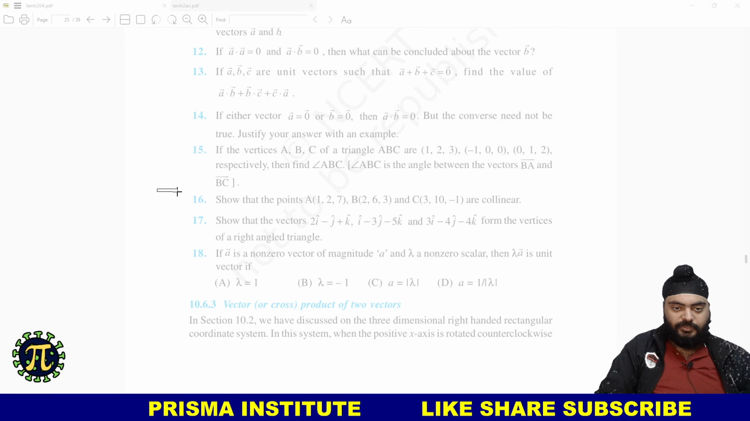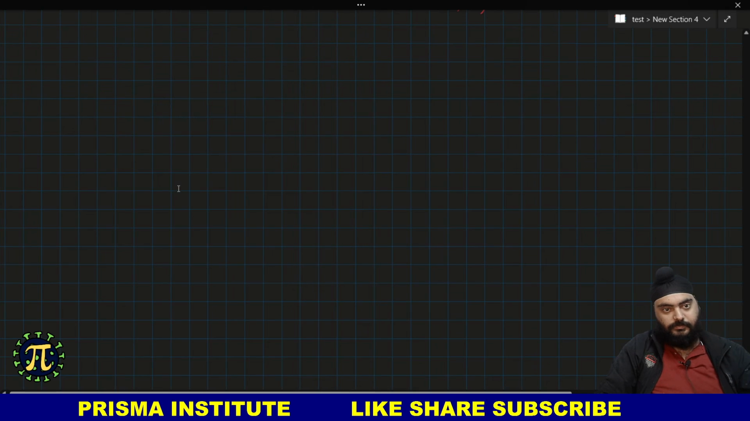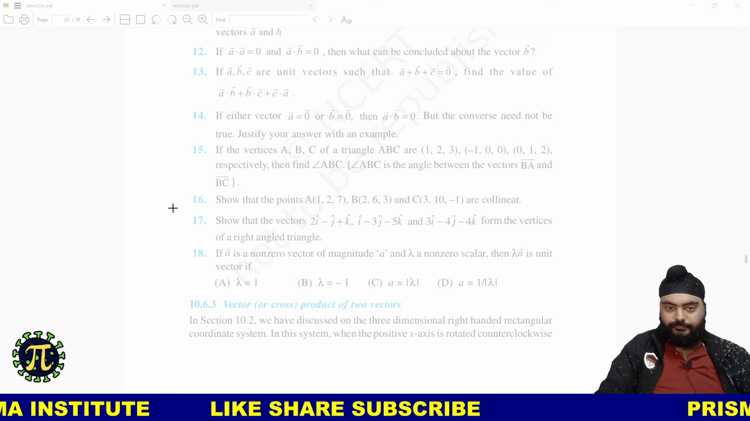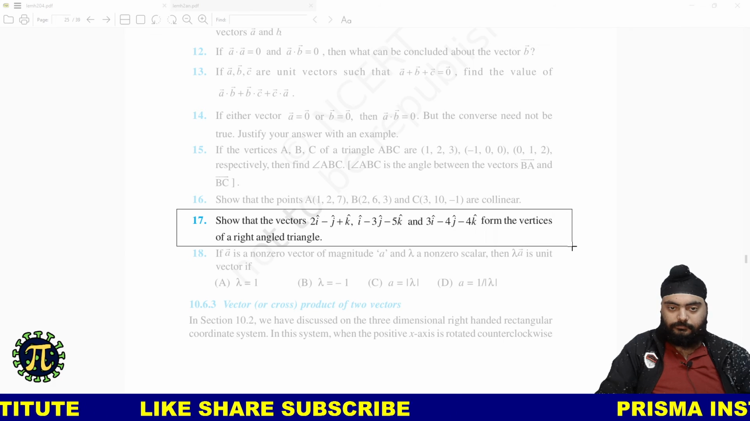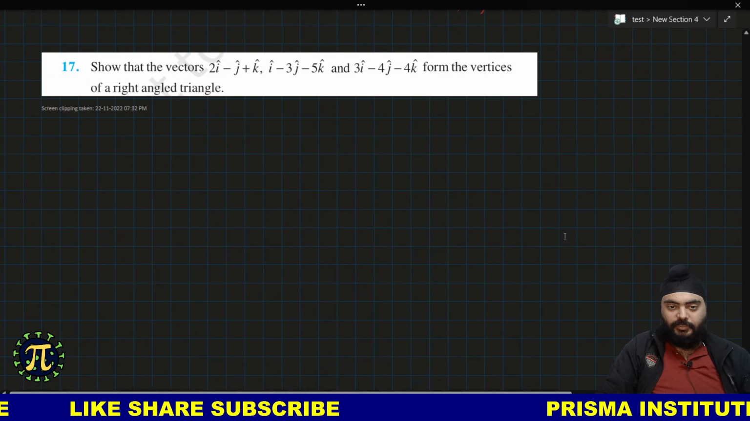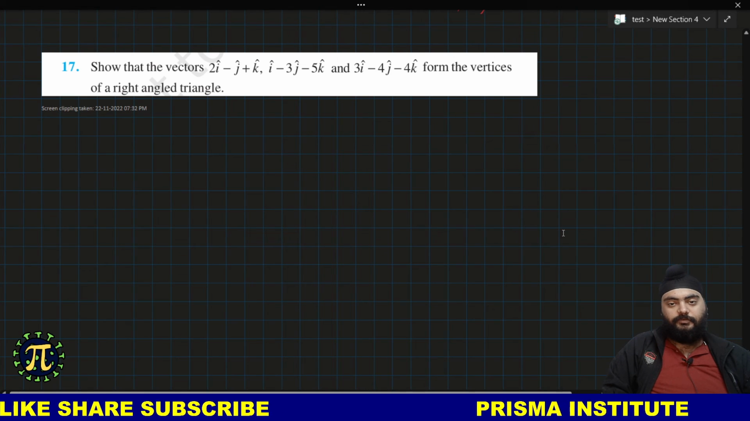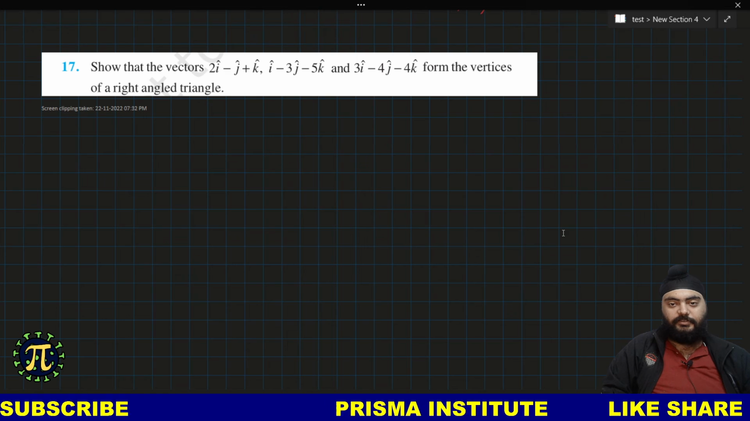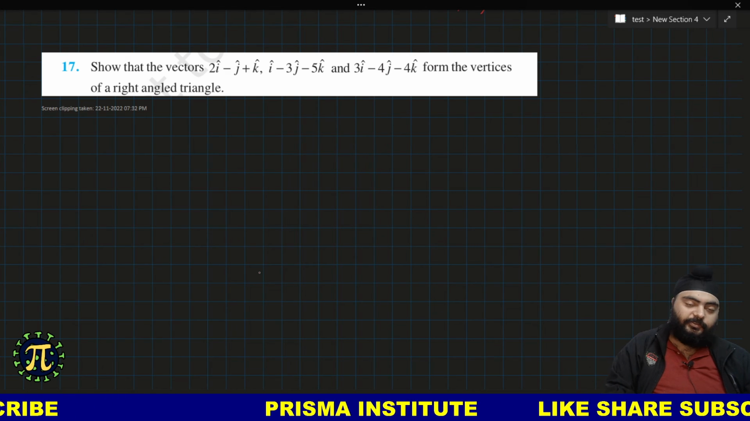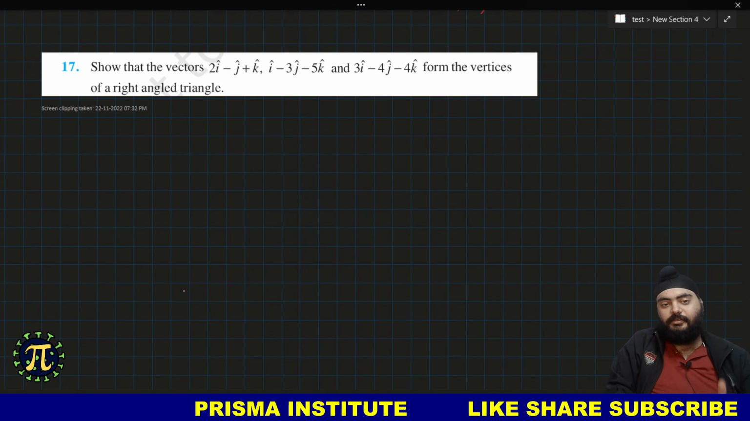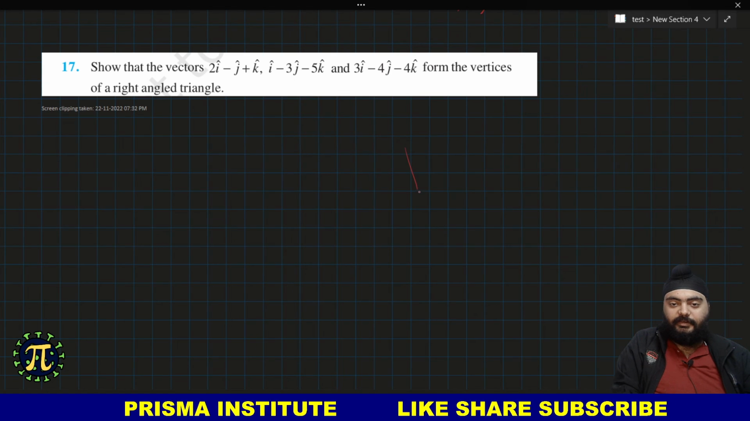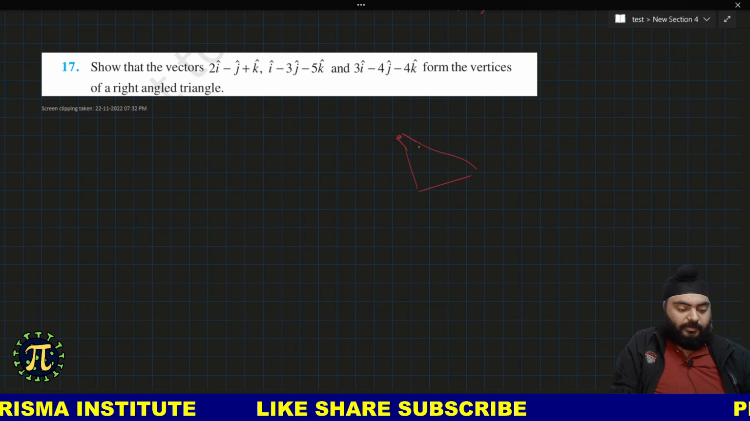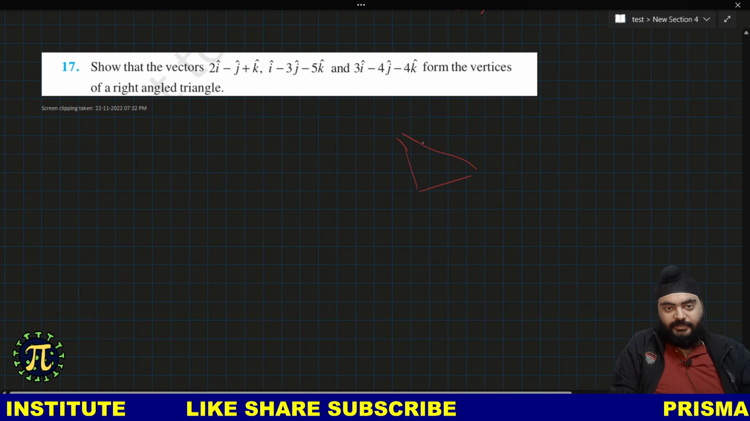So this one was done. 16th is done. 17th. Show that these vectors form the vertices of the right angle triangle. So what is given here? Vectors are not given, I mean side vectors are not given, right? These are position vectors of your 3 points, right?